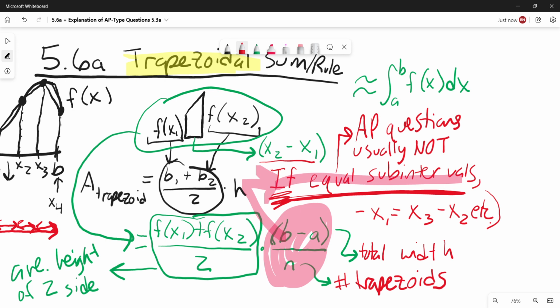Anyways, what we were talking about. We were talking about how the AP questions are usually not going to have equal subintervals.